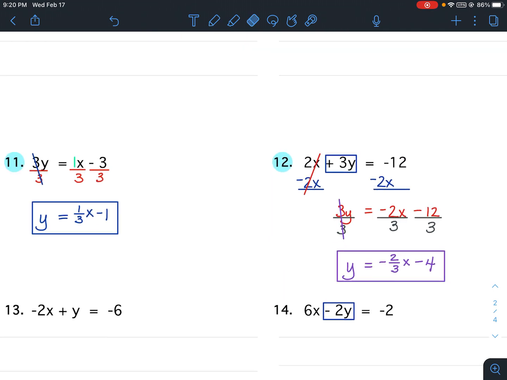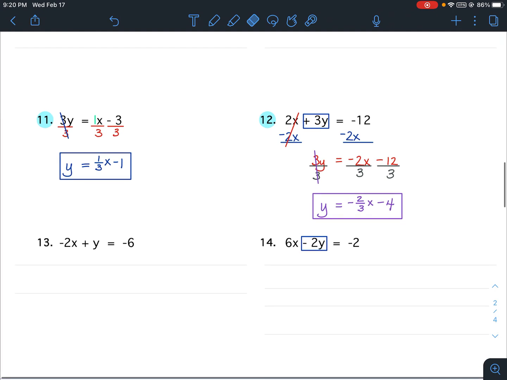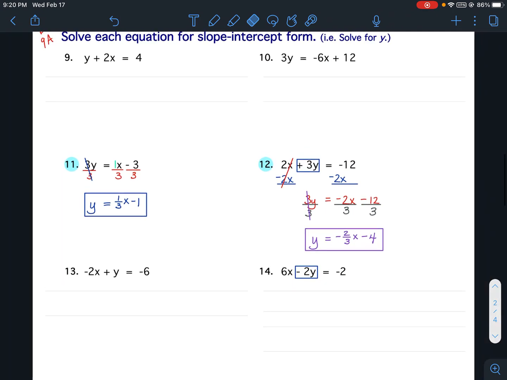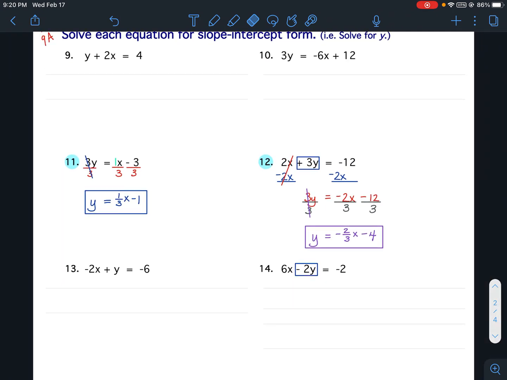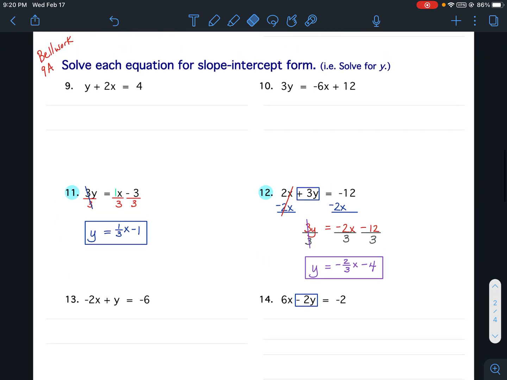Okay. Now, like I said, 14 is just like number 12. It's a 2-step problem. Questions 9 and 13 are similar, and 10 and 11 are similar. So if you need help, you could look at Bell Work 9A, watch the videos, or look at your filled-in version. If you have any questions, please do not hesitate to ask.